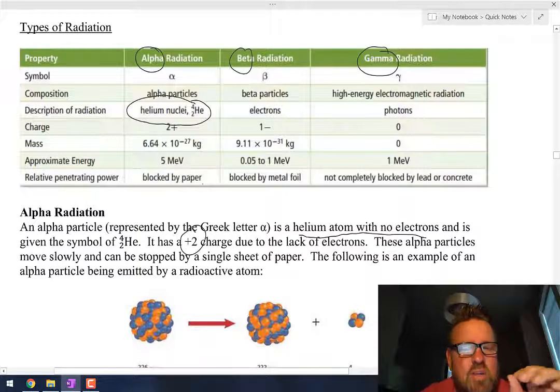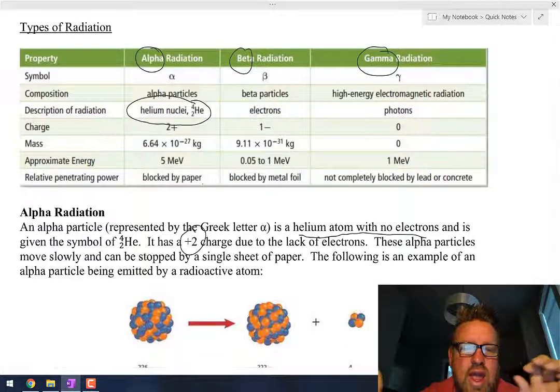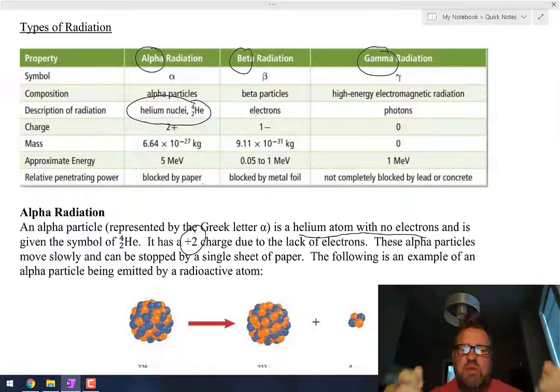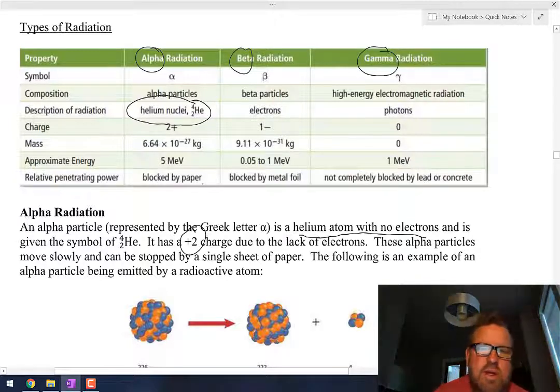Now these particles are pretty large, and they move really slowly, and simply by holding up a piece of paper, you could block that. Think about the helium in a balloon. The helium in a balloon stays inside that balloon because it's blocked by the outer layer of that balloon.